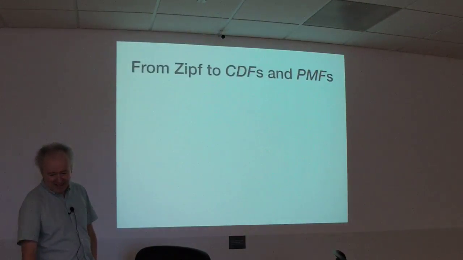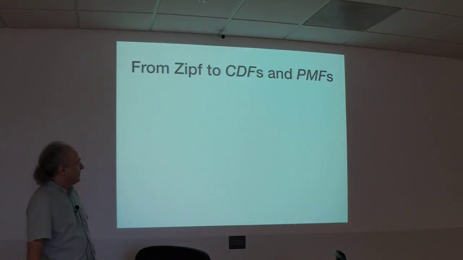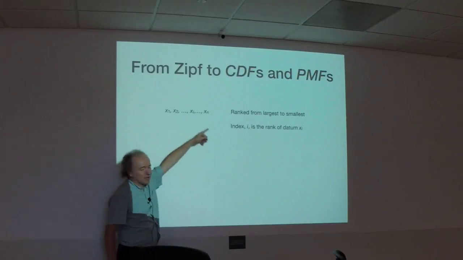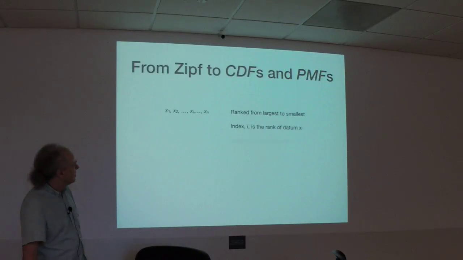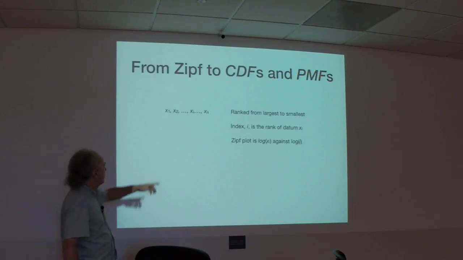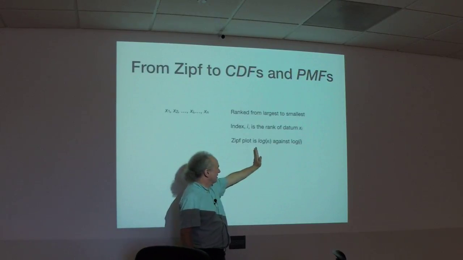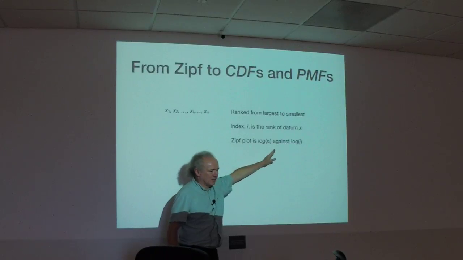Okay, Zipf plots. Let's get back to what we all do, PMFs and PDFs. What's the difference? Here are our data. Let's imagine that they're ranked from largest to smallest. This is a very simple relation, but it's not obvious until you think about it. Index i is the rank: the biggest, second biggest, third biggest, fourth biggest. So the Zipf plot is just the log of the size on the vertical axis against the log of the rank. That's all a Zipf plot is.